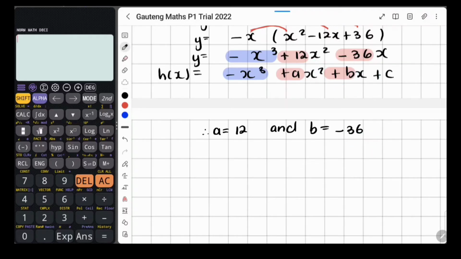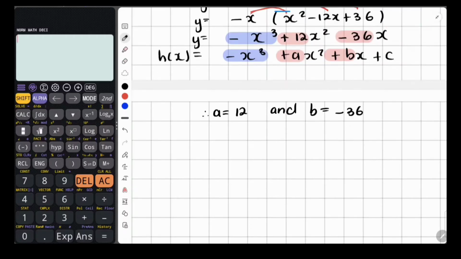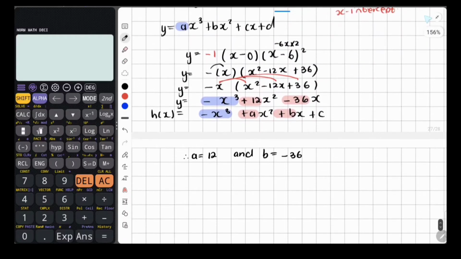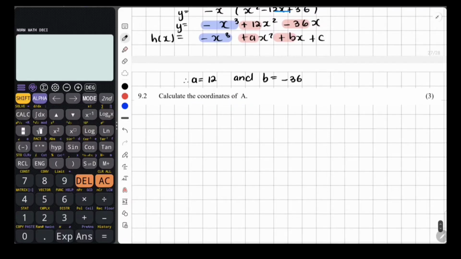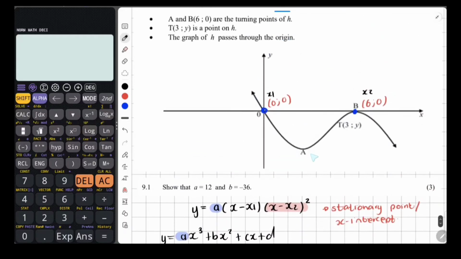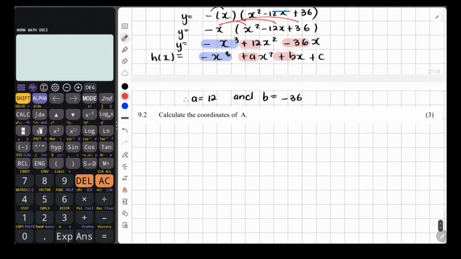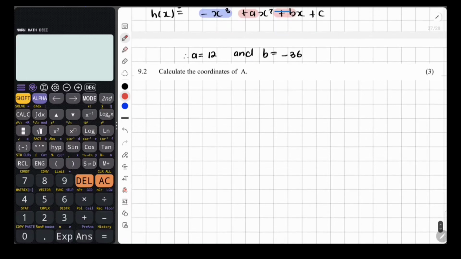Okay, so that's how to find a and b. Then moving on to the next question, 9.2. In 9.2, they want you to calculate the coordinates of A. So A is a turning point, so you just have to find the coordinates of a turning point. To find the turning point, you're going to have to take the original equation and derive it.